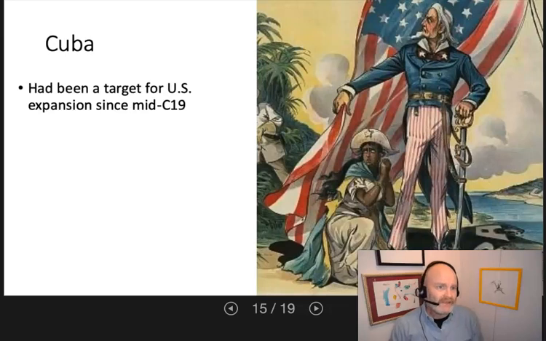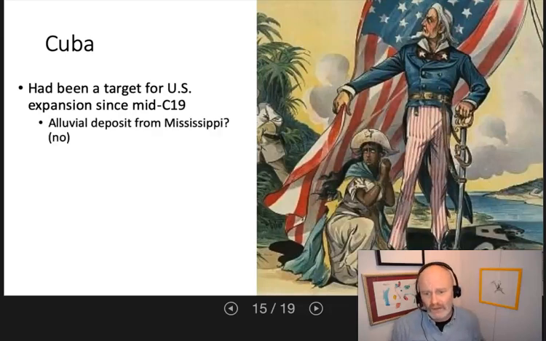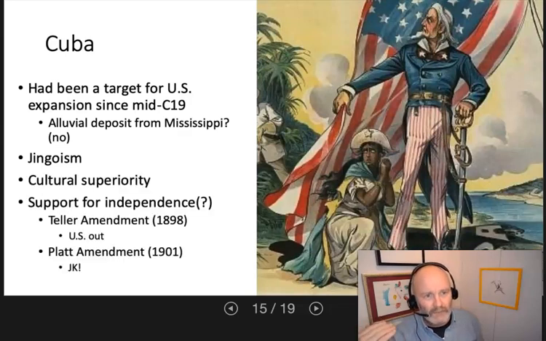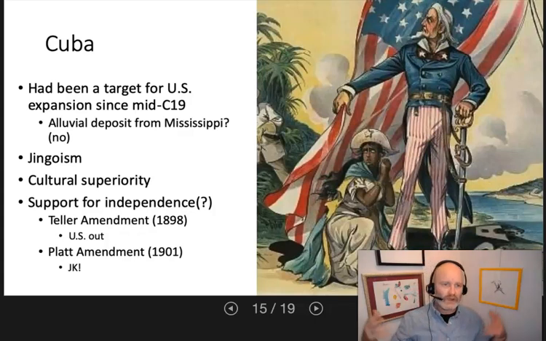Okay. Examples, right? Cuba has always been a target of American expansion, as I've mentioned in class. Dumb Southern enslavers had made the argument that it was an alluvial deposit of the Mississippi, right? Over thousands of years, all the dirt from the Mississippi builds up like a sandbar. That's Cuba. That's not true. Jingoism, which is aggressive nationalistic foreign policy, is aimed at Cuba. The sense of, again, cultural superiority, social Darwinism.